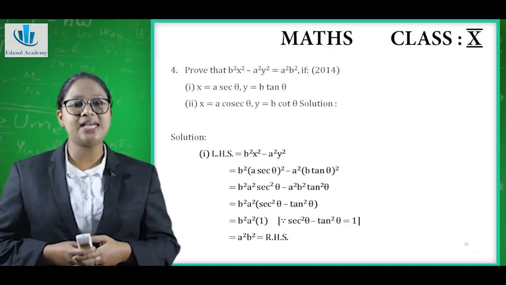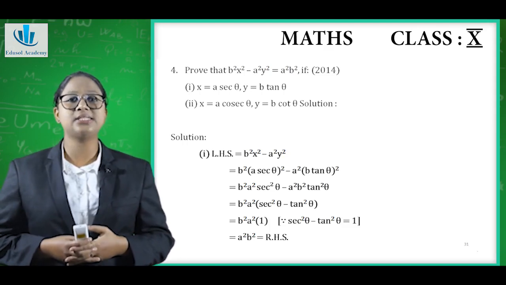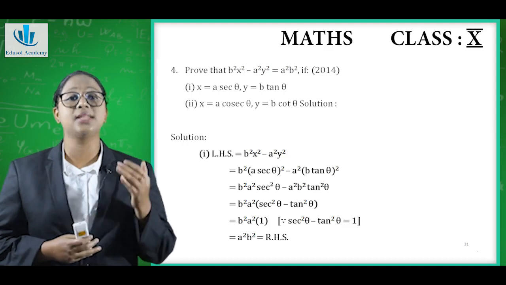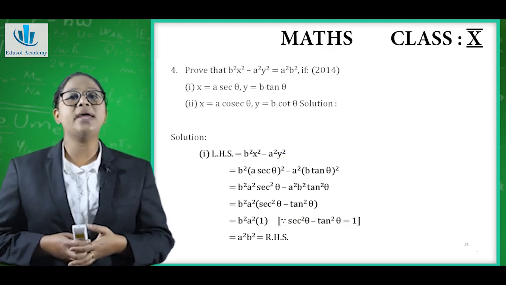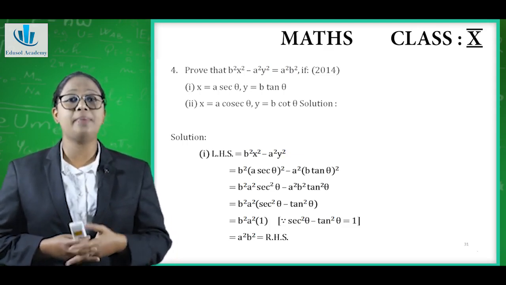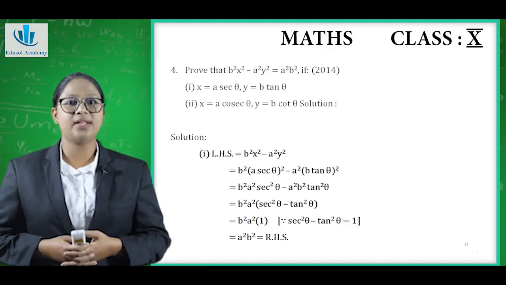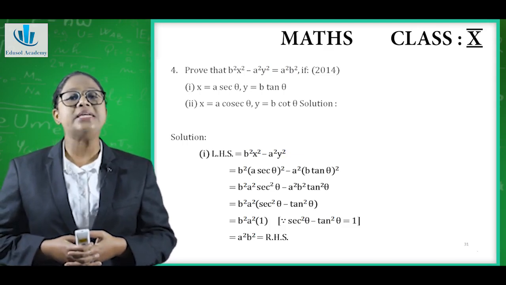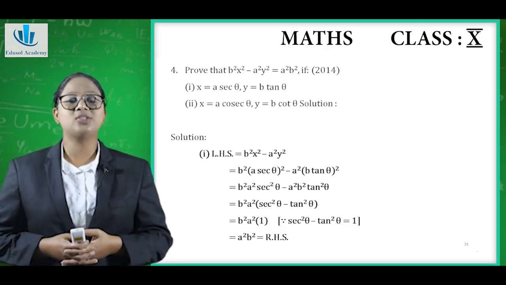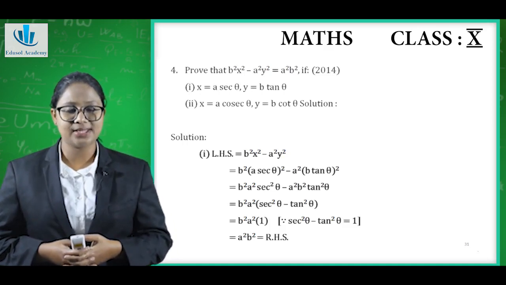Taking the value of x as a sec theta and y as b tan theta, we may begin from the LHS and we will get b square into x square, which will be a sec theta the whole square, minus a square into b tan theta the whole square. Opening the bracket, applying the square, the equation will become b square a square sec square theta minus a square b square tan square theta. We can see a square b square is common in both the terms, so we can take it out. The remaining will be sec square theta minus tan square theta.